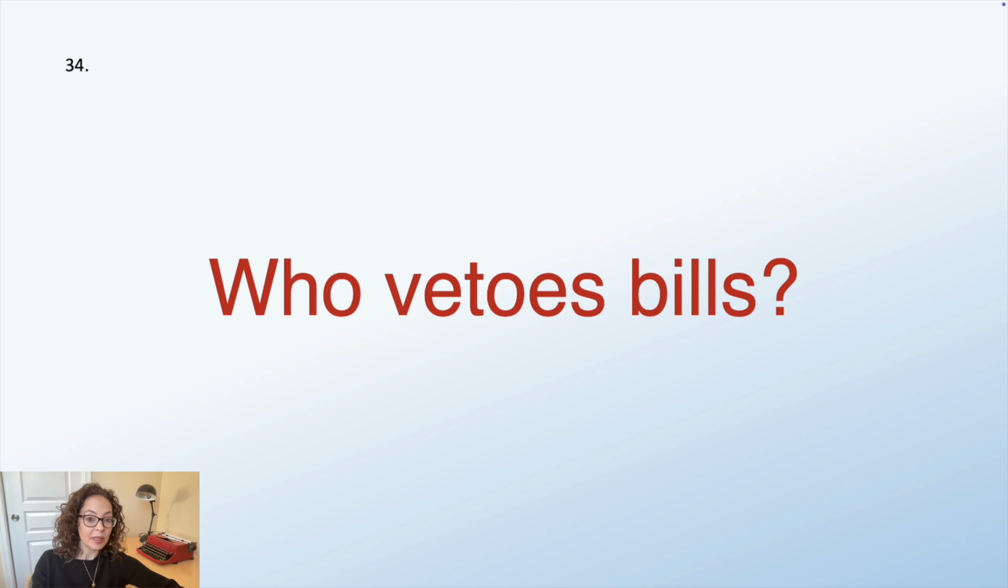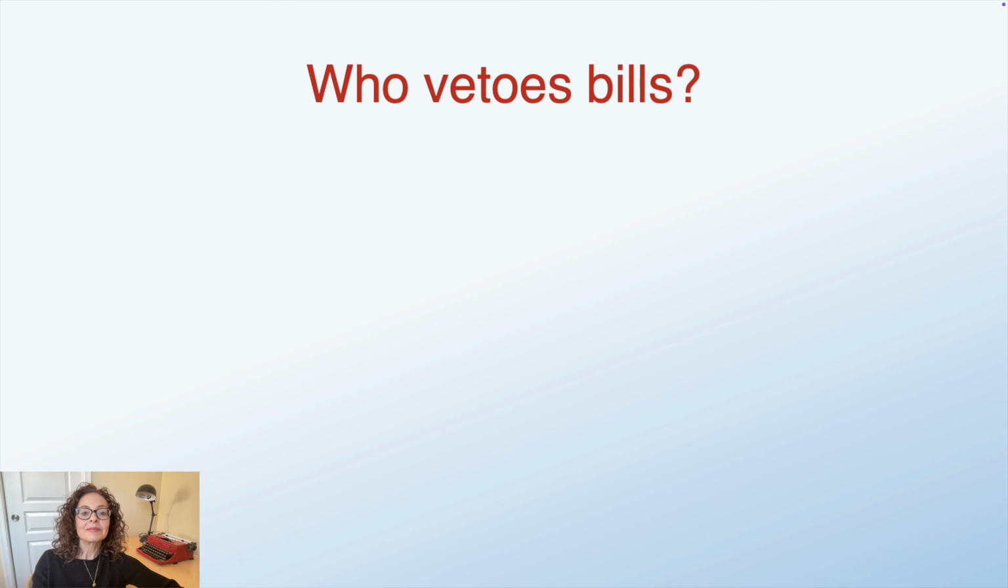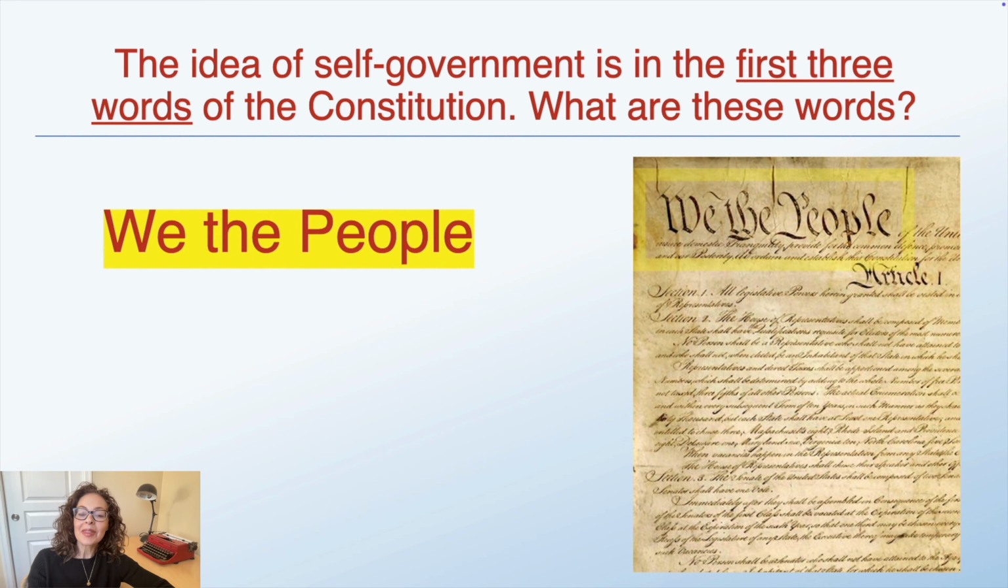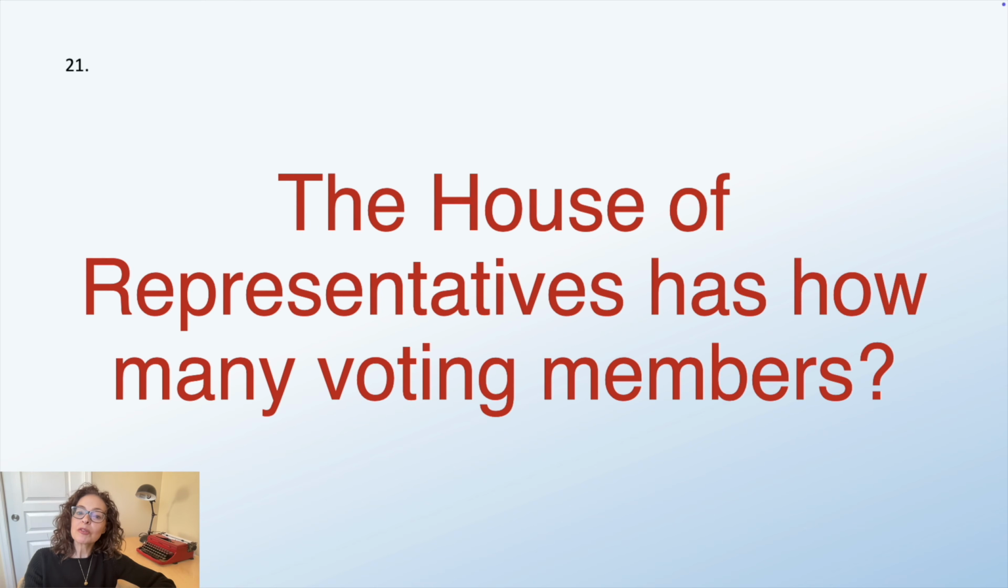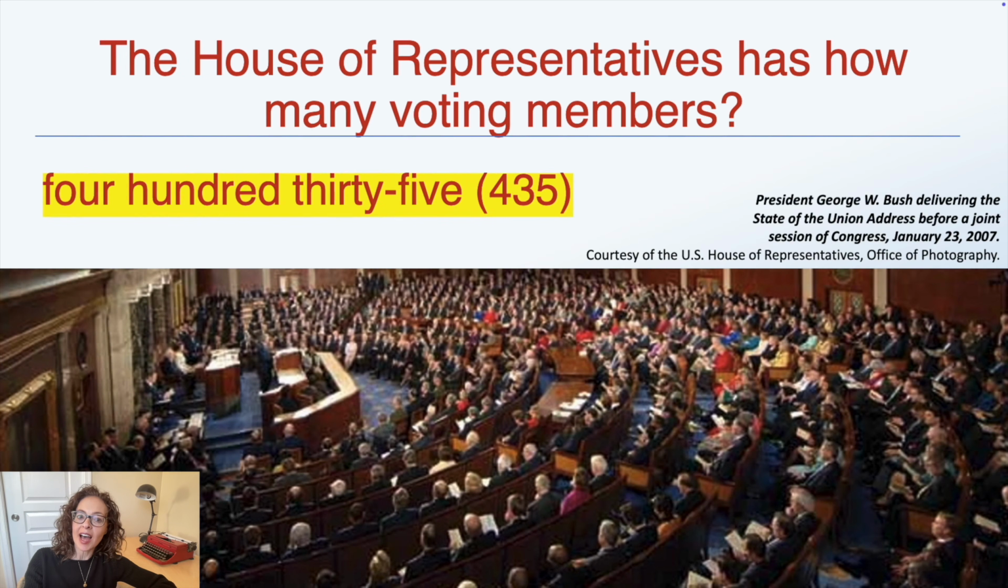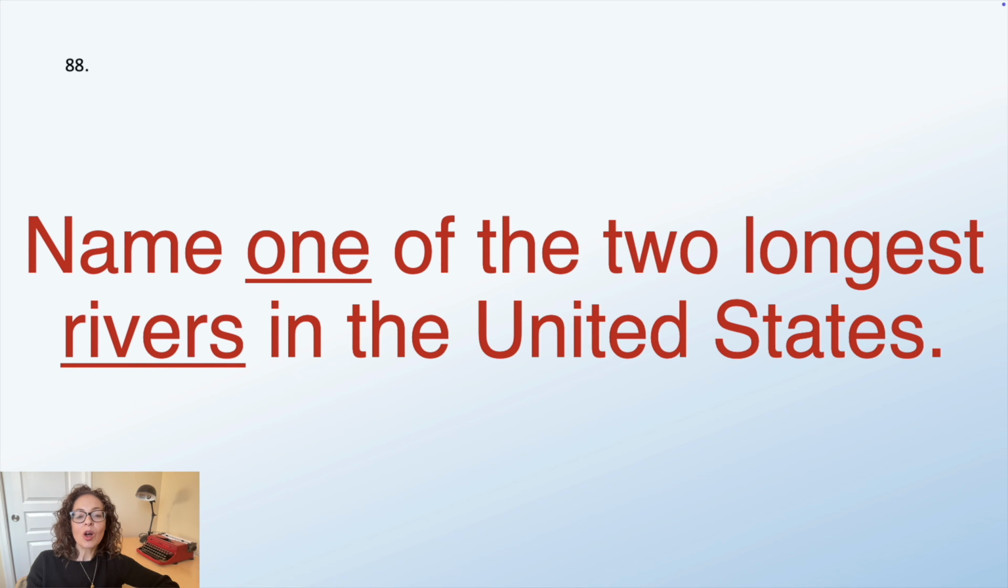Who vetoes bills? The President. The idea of self-government is in the first 3 words of the Constitution. What are these words? We the people. The House of Representatives has how many voting members? 435 voting members.